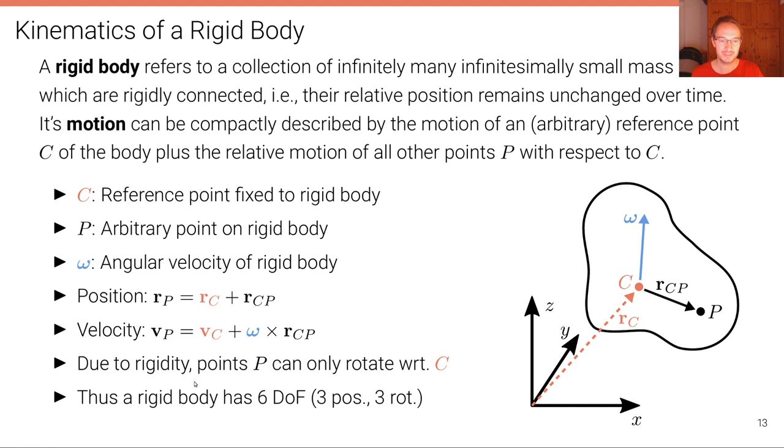Due to rigidity, the points P can only rotate with respect to C. Remember that the relative position of these points remains unchanged over time, which means the points can only rotate about C. Therefore, the rigid body has 6 degrees of freedom, three for the location and three for the orientation of that rigid body.